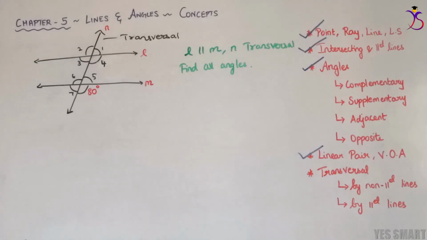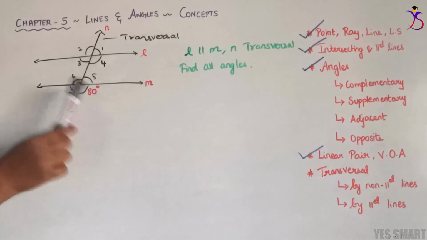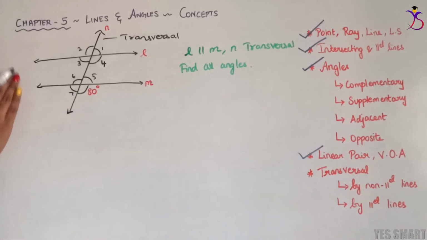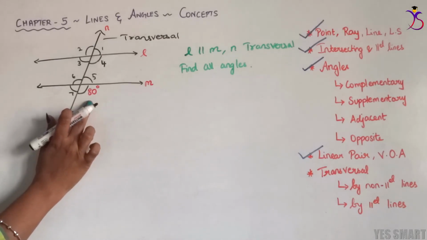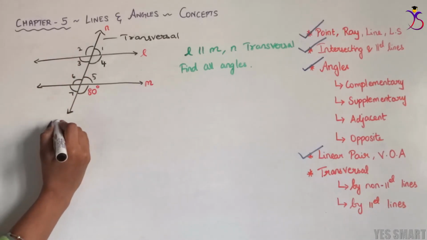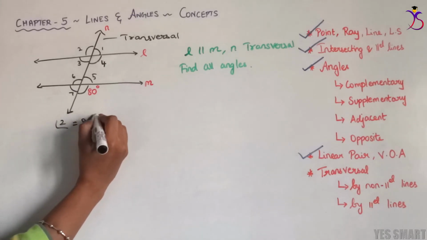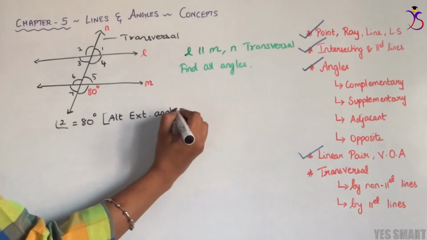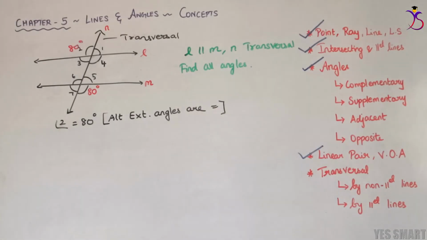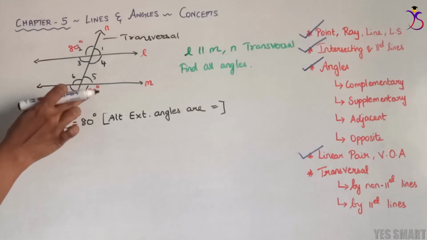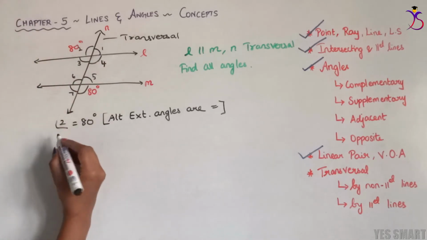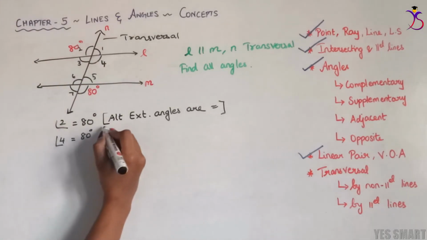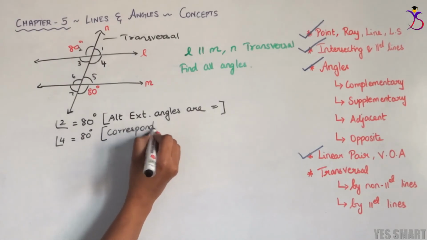So in this example, they have given that line L is parallel to line M and N is the transversal, and they are asking us to find all the angles. So if this angle is 80 degrees, angle 2 is also 80 degrees, because alternate exterior angles are equal. We are always supposed to mention the reason for every statement. So if this angle is 80 degrees, angle 4 is also 80 degrees, because corresponding angles are equal. So now angle 4 is 80 degrees.